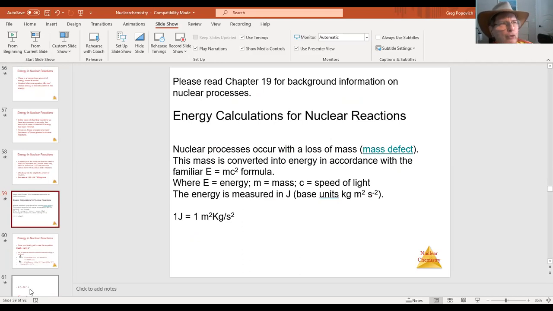Now, nuclear reactions occur with a loss of mass. The mass that's lost is known as the mass defect. I can use that mass defect in E equals MC squared. If it's in kilograms, multiply it by the speed of light squared. That will give me my energy in joules, because a joule is equal to a meter squared kilogram divided by a second squared.